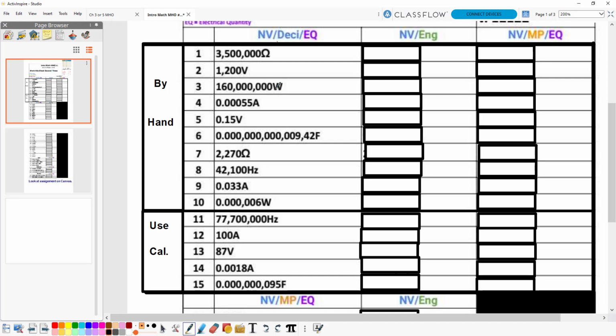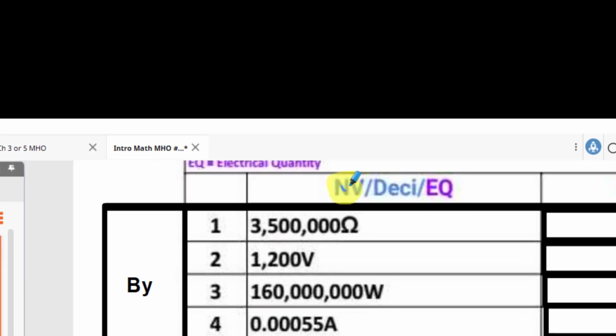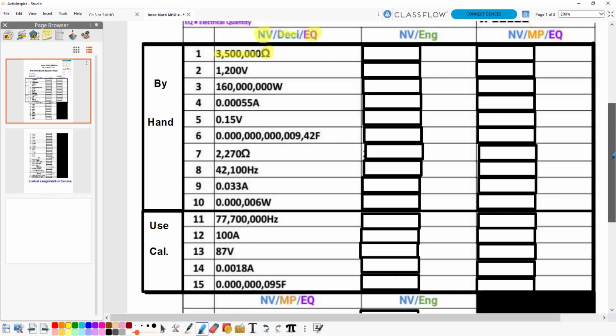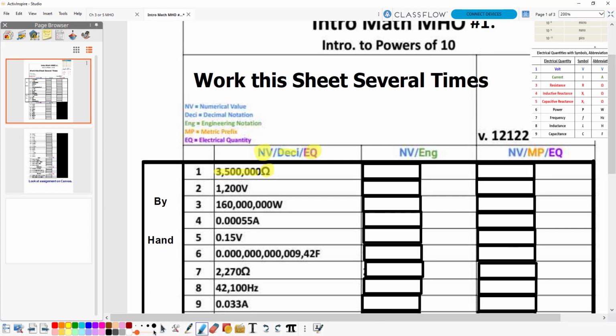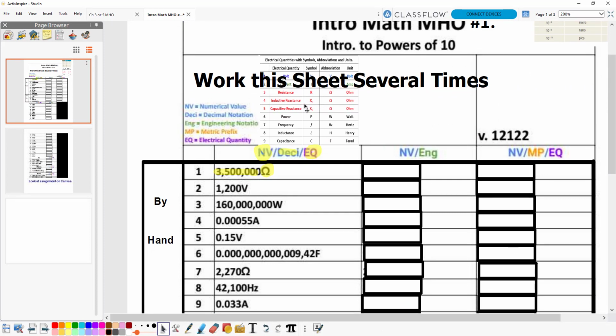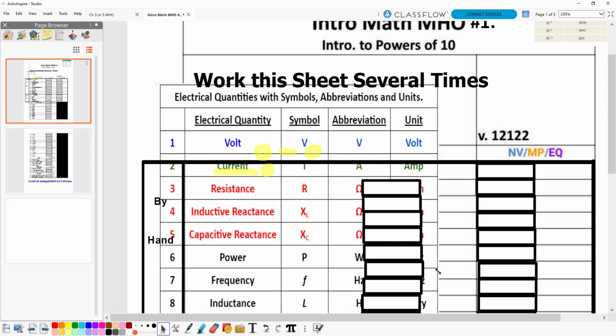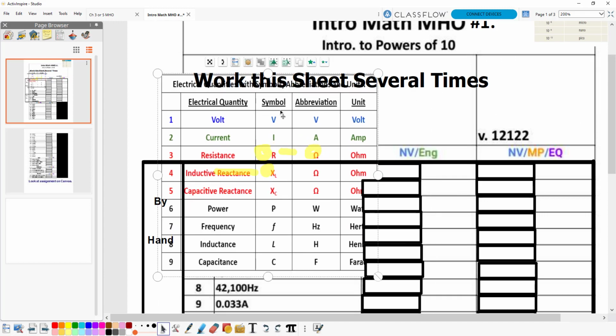So looking at our sheet here, we have a few things I want to point out to you just getting started. The first thing here is our numerical value. That's this number right here, in decimal notation, and the final thing is the electrical quantity that we are measuring. There are several electrical quantities we will be measuring. There's a list of them right here, and this is on that Intro Math formula sheet that I provided to you.